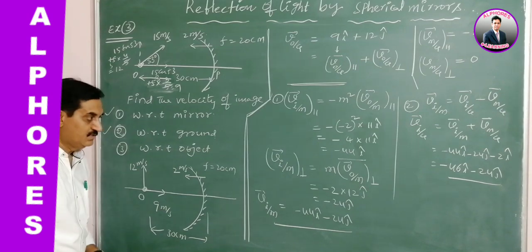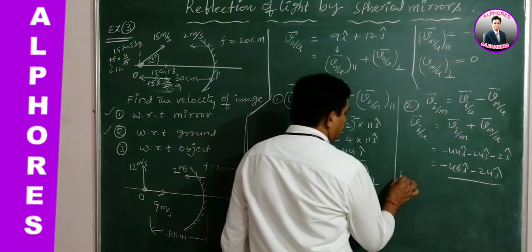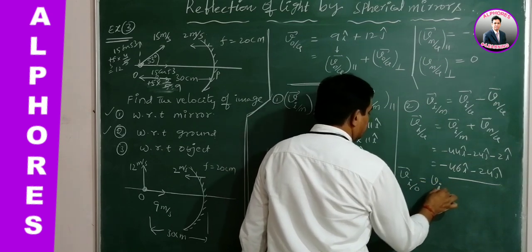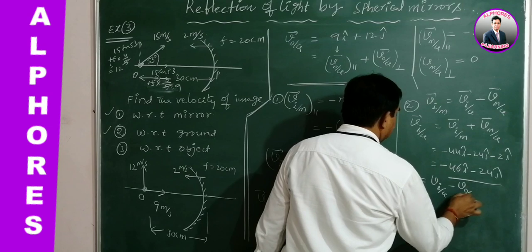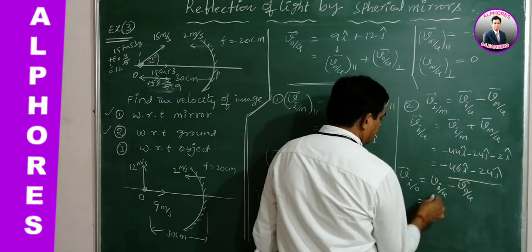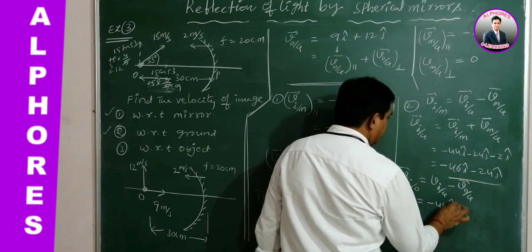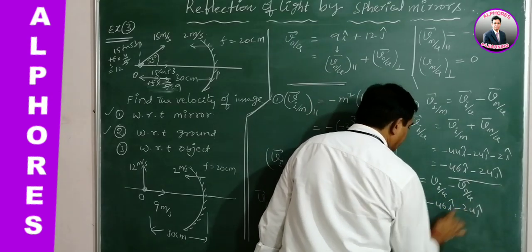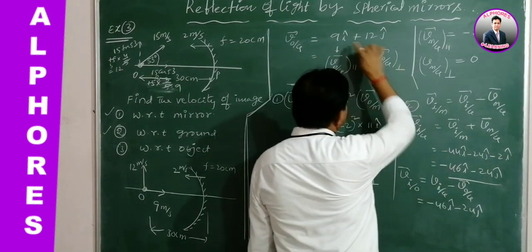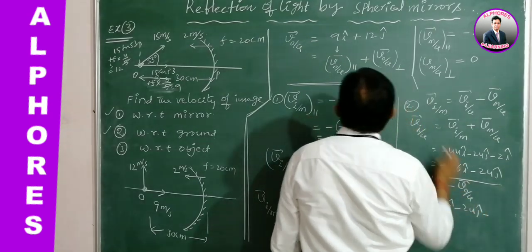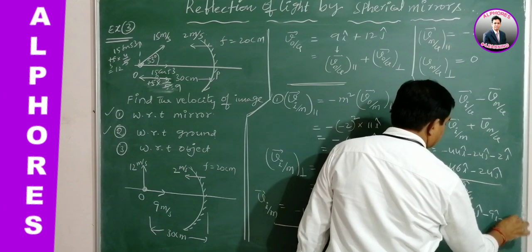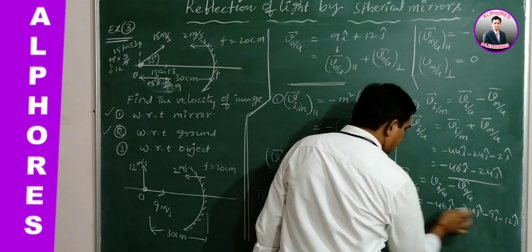And third remains. The third question is, velocity of image with respect to object equals velocity of image with ground minus velocity of object with ground. Then put in it, image with ground already calculated, minus 46 i minus 24 j. Object with ground, two components, that is minus 9 i minus 12 j.